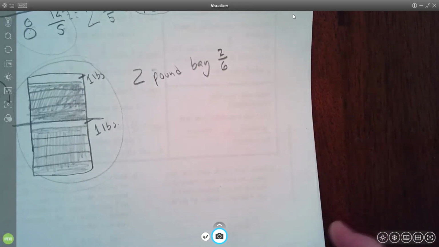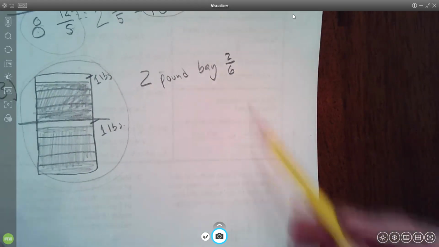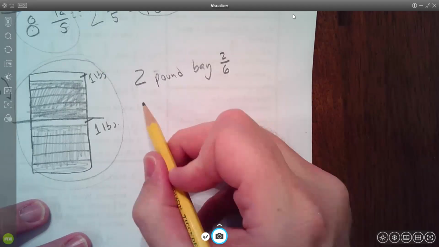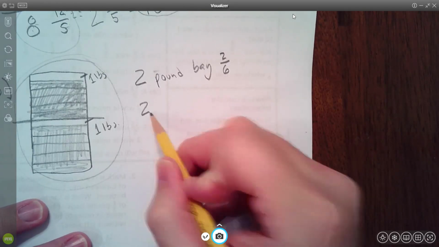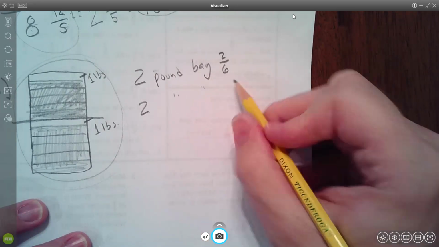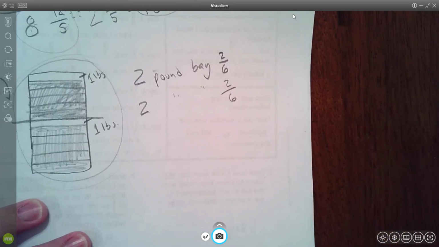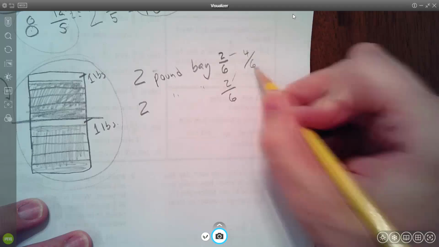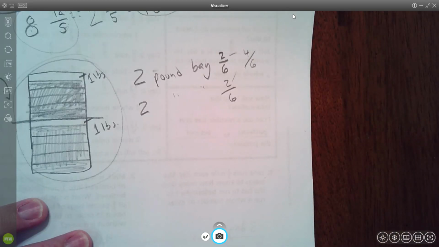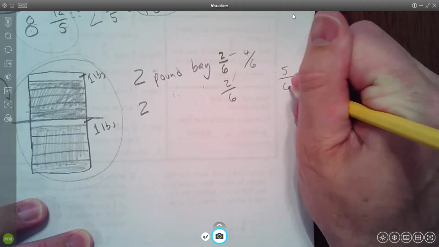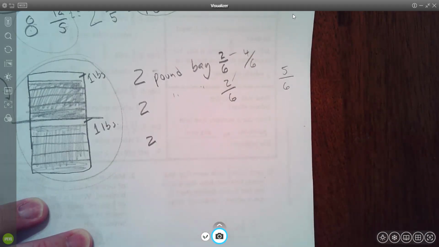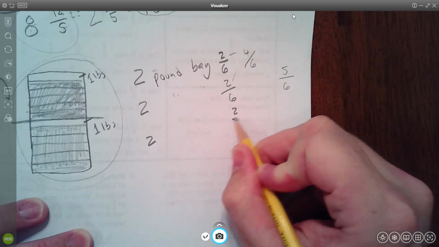Okay, so in this case, for every 2-pound bag, he's going to have 2/6 left over. So if he buys one more 2-pound bag, he's going to have another 2/6 left over. And that will be 2 plus 2 gets him 4/6. Not going to do it, right? Because he fills his bag to 5/6. So he's still going to be short. He buys another 2-pound bag. That's another 2/6 left over.